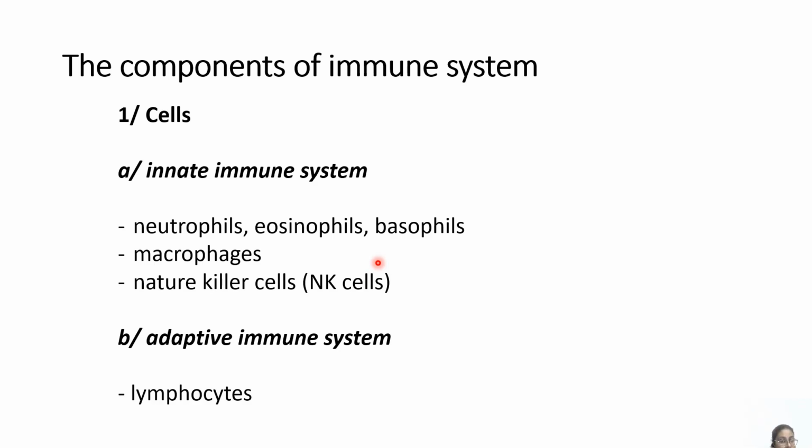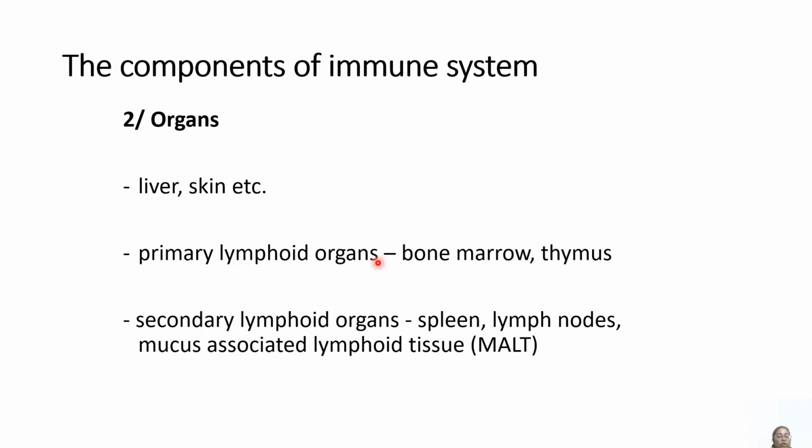So what are the components of the immune system? The innate immune system will be neutrophils, eosinophils, basophils, macrophages, natural killer cells, NK cells, etc. And then you have the adaptive immune system like lymphocytes. Now, what are the organs? Liver, skin, etc. And there can be primary lymphoid organs like bone marrow, thymus, all of that. And there can be secondary lymphoid organs like spleen, lymph nodes, mucosa-associated lymphoid tissue, etc.